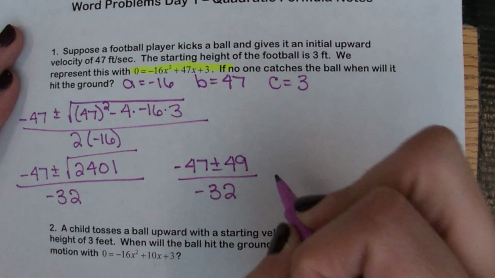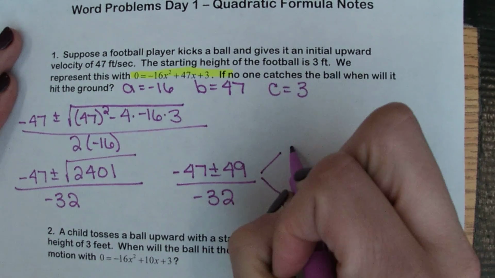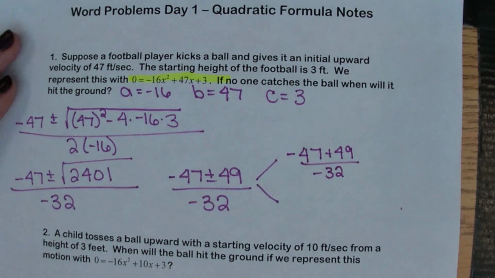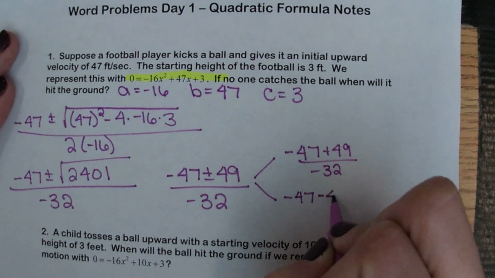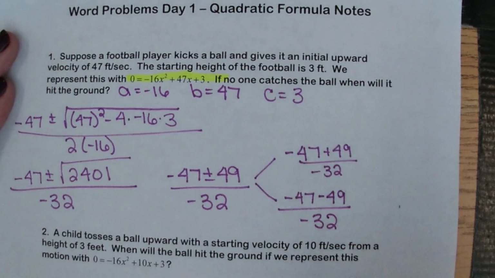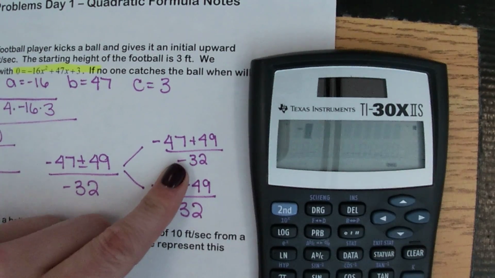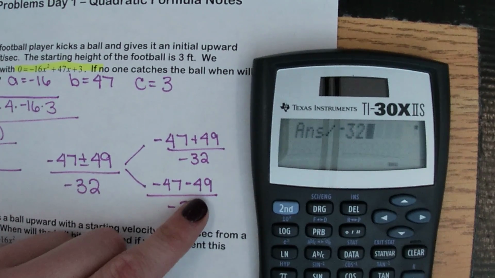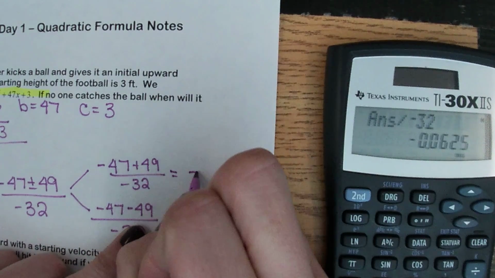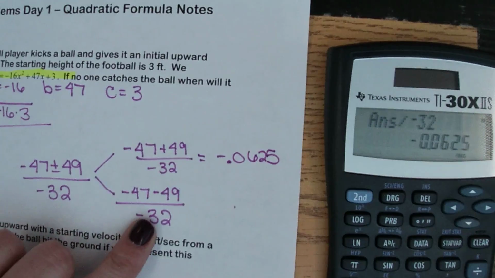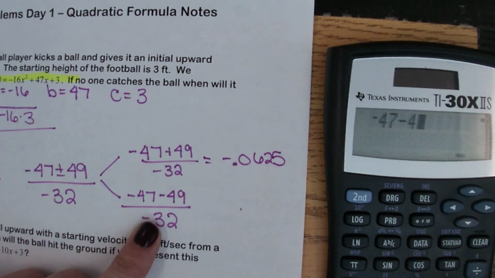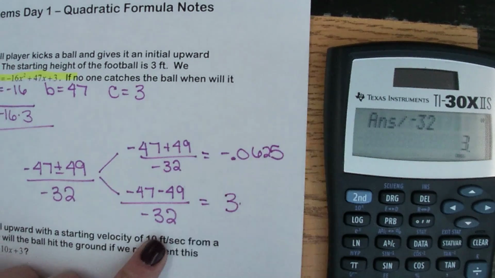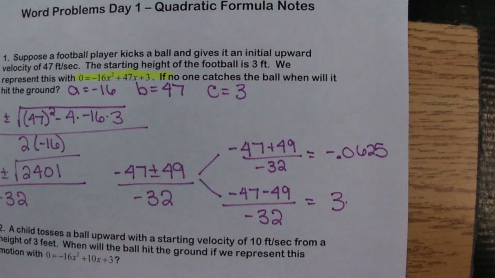And just like solving with the quadratic formula, we now need to look at both options. Negative 47 plus 49 over negative 32, and negative 47 minus 49 all over negative 32. Now remember, if you're using a calculator, you have to do negative 47 plus 49 equals, divided by negative 32. Okay, so that gives us negative 0.0625. And we need negative 47 minus 49 equals, divided by negative 32, which gives us 3. So we have 2 answers here.